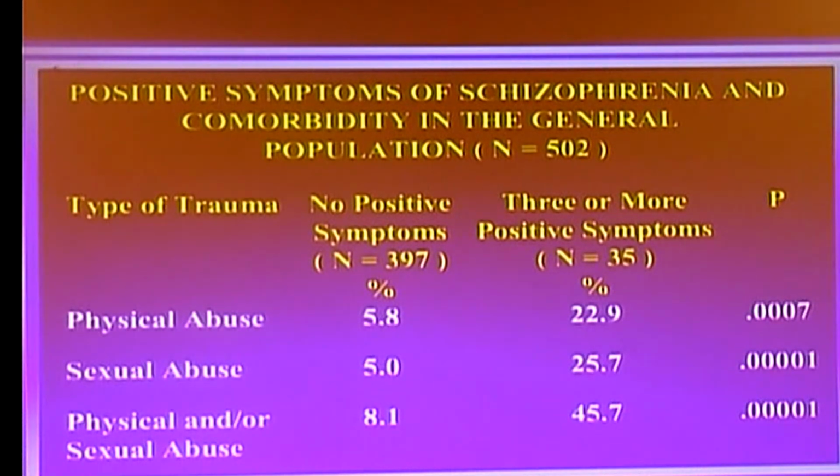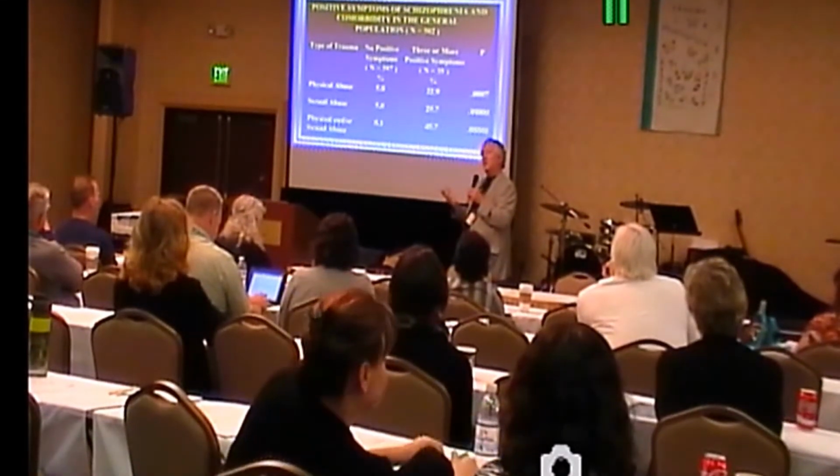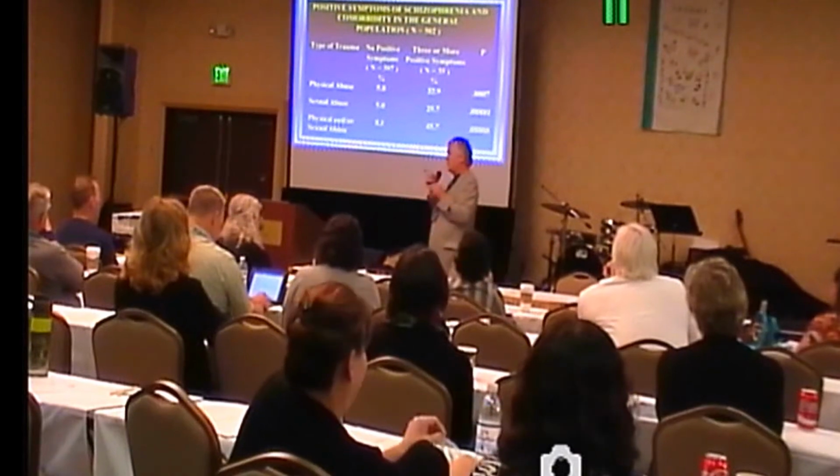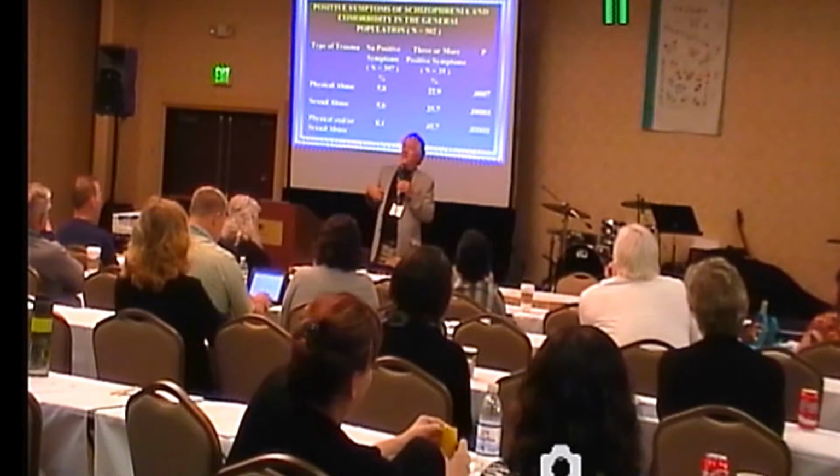And lo and behold, if you're in the general population and you had 3 psychotic symptoms or more, your rate of physical or sexual abuse or both is 8%, whereas if you've had 3 or more symptoms, it's 45%. Okay, so does that make us consider the possibility that maybe childhood trauma might have something to do with psychosis? Maybe it's not that you're genetically doomed to have psychosis. Maybe you're somehow biologically predisposed to have psychosis, but if you don't have the childhood trauma, then things stay quiet.